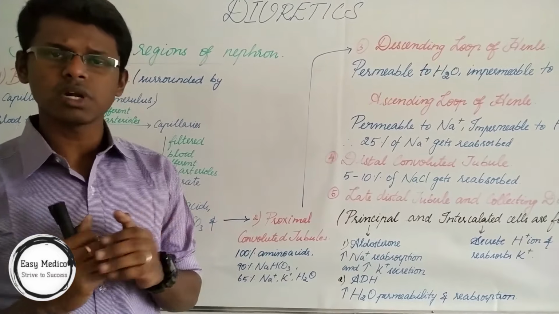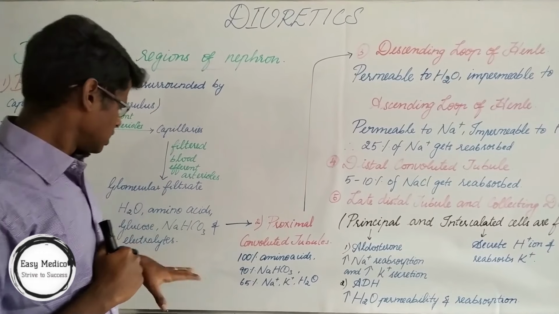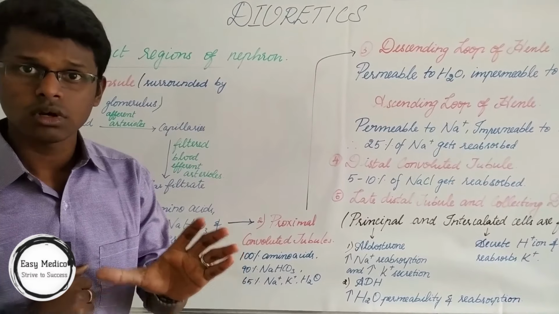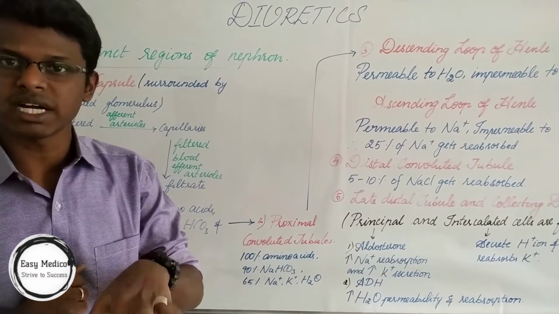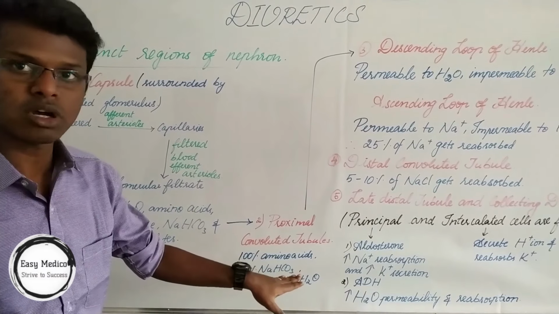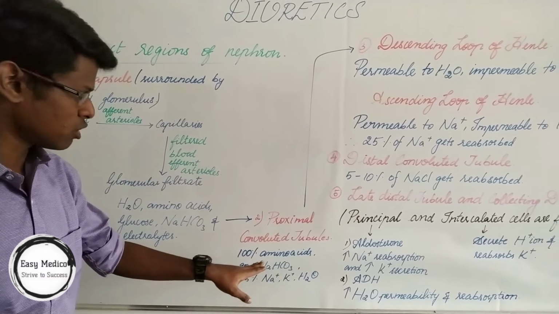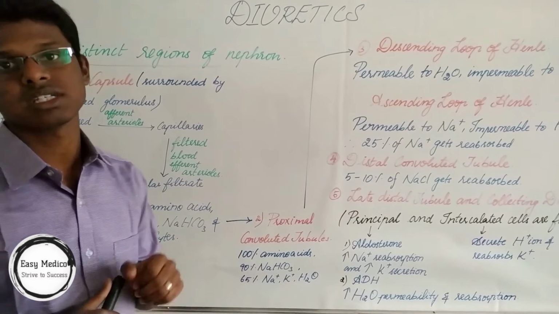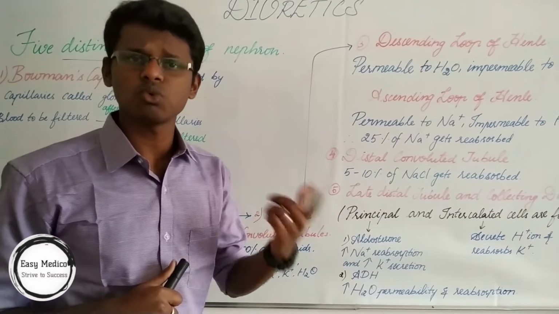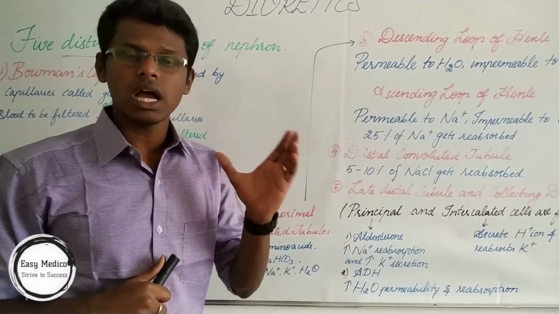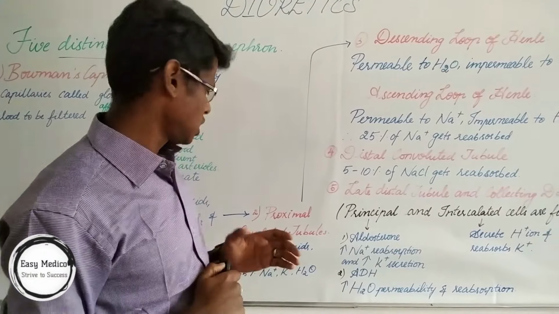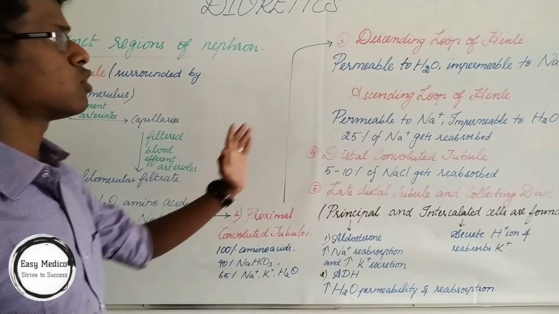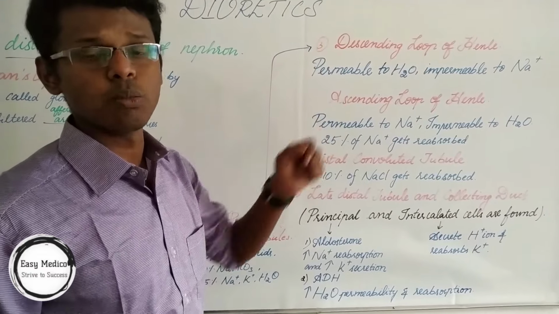What occurs in the proximal convoluted tubule? These components of the glomerular filtrate are partially absorbed, or in some cases completely absorbed, like 100% of amino acids. 90% of sodium bicarbonate is absorbed, and 65% of sodium, potassium and water is absorbed. In this condition, wherever sodium goes, water and chloride follow it. Next to the proximal convoluted tubule, the glomerular filtrate moves on to the descending and ascending loop of Henle.